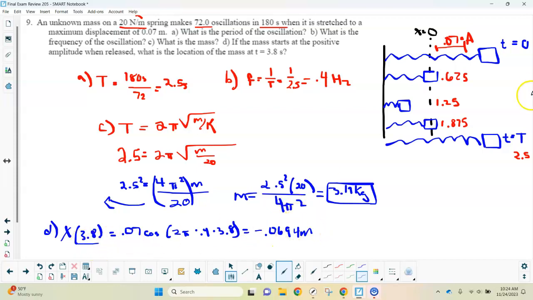So it is almost at the negative amplitude, and that should make sense, right? So it's 3.8. If you did 2.5, that's one complete cycle. Then you start here at 2.5. If you add 1.25 to 2.5, you're at 3.75.